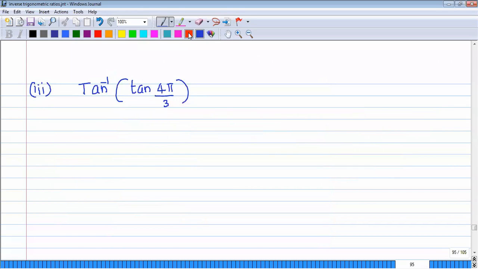Now, let us have a discussion of 4 pi by 3. What is meant by 4 pi by 3? Convert into degrees. This is 4 into 60, 240 degrees. Okay, keep like this.